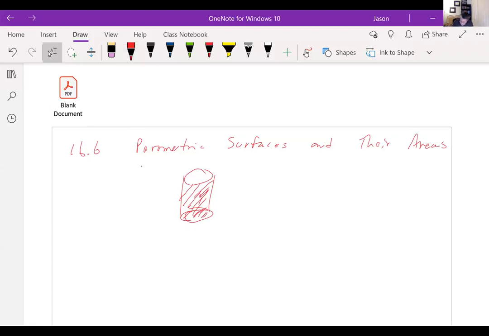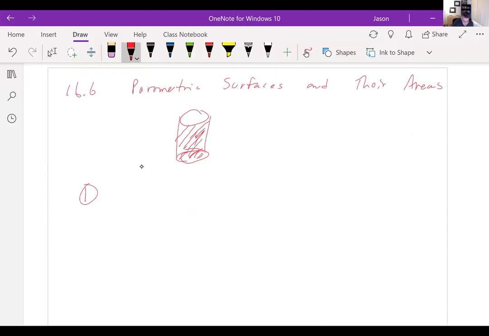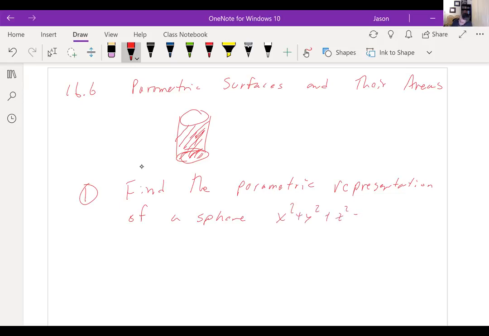Okay, so let's go back to our spherical coordinates here. Okay, find the parametric representation of a sphere x squared plus y squared plus z squared equals a squared. Okay, so we have find the parametric representation of this guy.